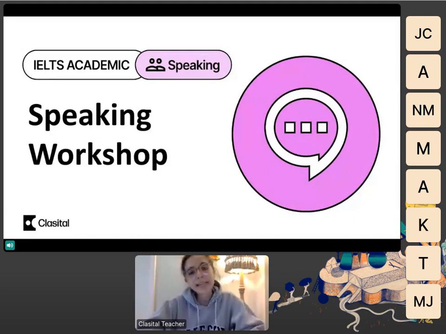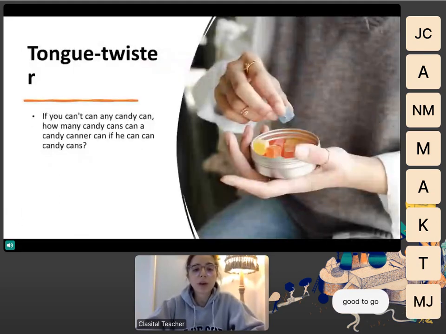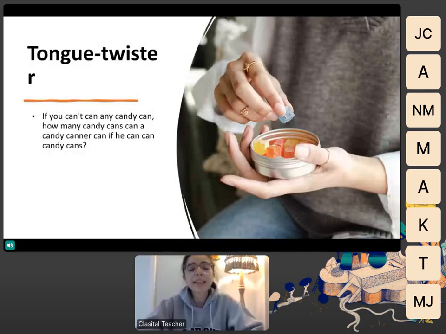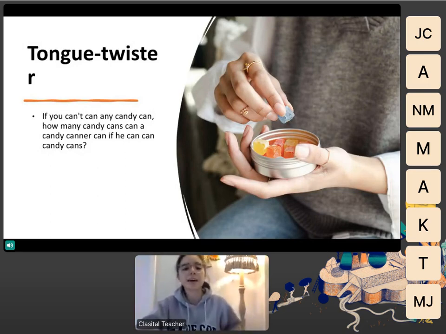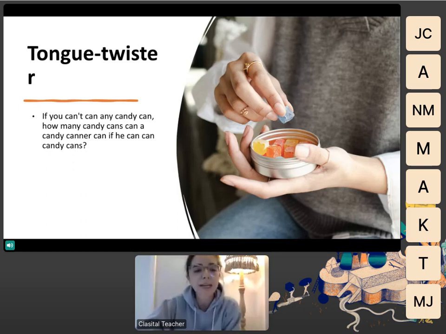Okay. Once again, welcome to today's speaking workshop. Like always, we'll start with a fun tongue twister. I'll say it two times, one time slowly, one time faster. And after me, if you feel like trying, you can try saying today's tongue twister. It's really good for your pronunciation and it's really a warm start for our speaking session.